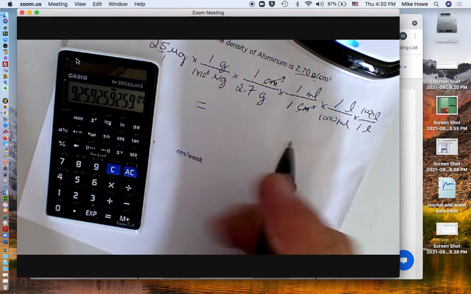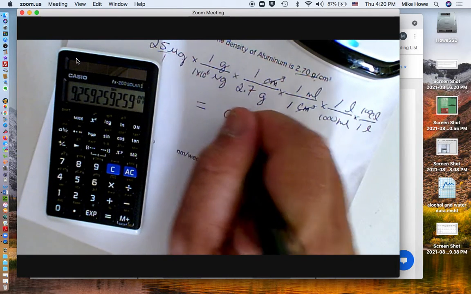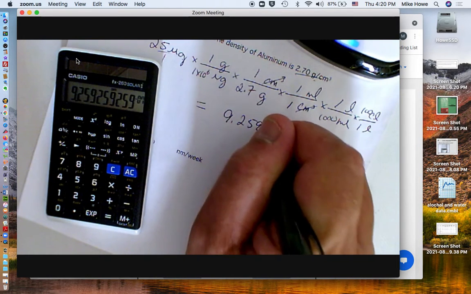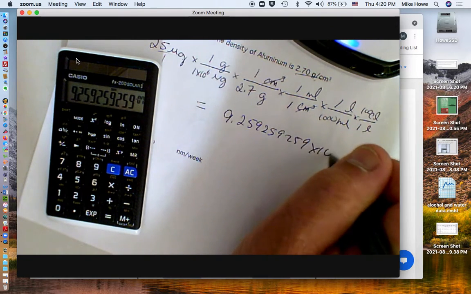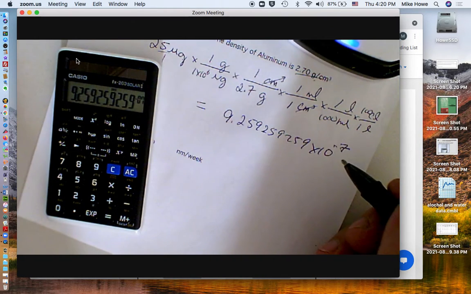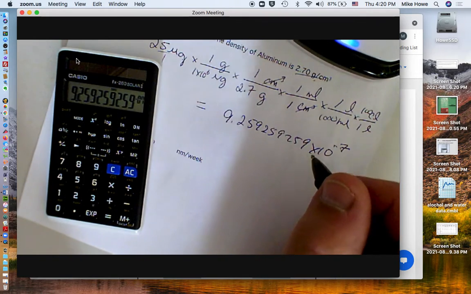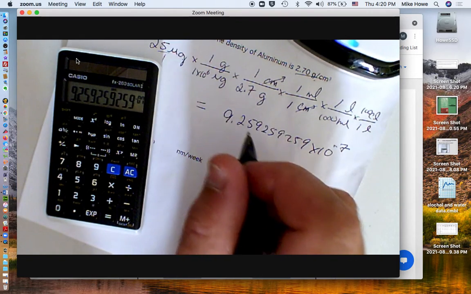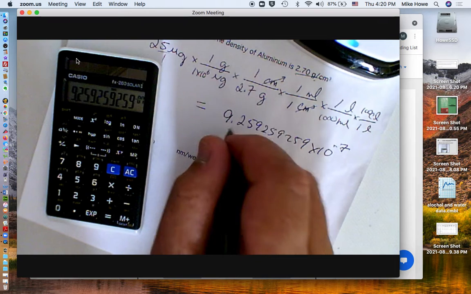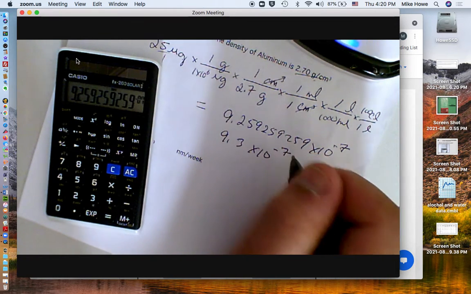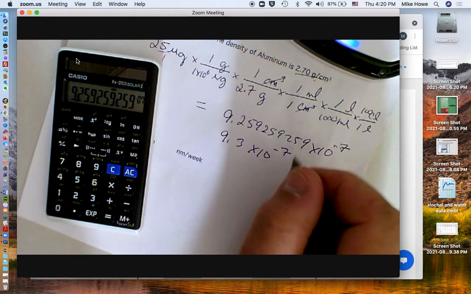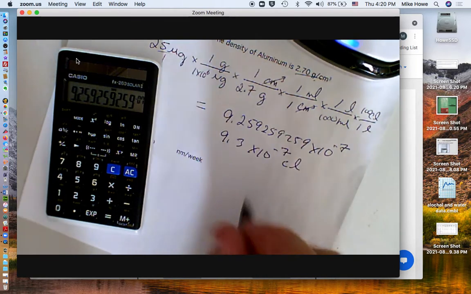So our number becomes 9.259259259 times 10 to the negative 7th. Well, that's too many significant figures. So what we have to do is round off to 2, so you just call it 9.3 times 10 to the negative 7th. And the unit, you don't want to leave your units off, that would be centiliters.